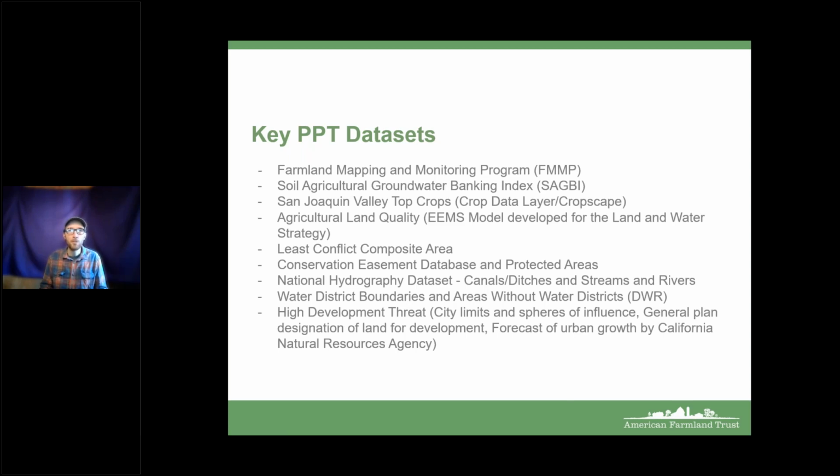And then we produced two different national hydrography subset data sets. One is kind of infrastructure, canals, and ditches. The other is streams and rivers. We've included water district boundaries as a web service coming directly from the California Department of Water Resources, as well as mapped areas that do not currently have water districts. And then there's also a high development threat layer that we included. That was originally done back in the land and water strategy as well. Next slide, please.